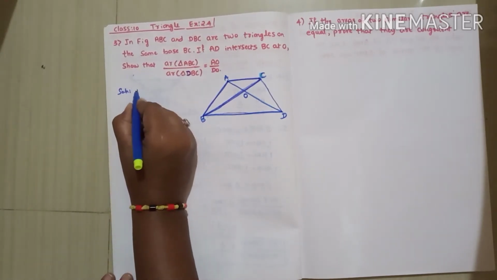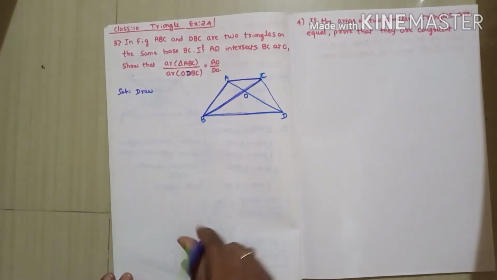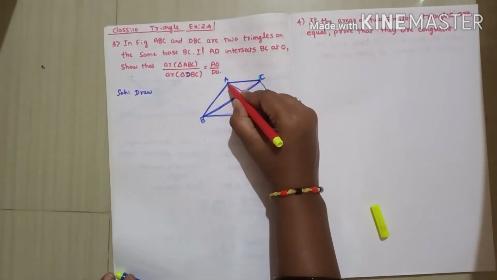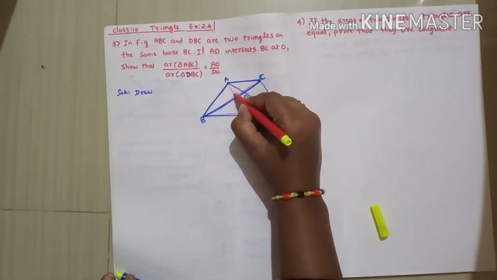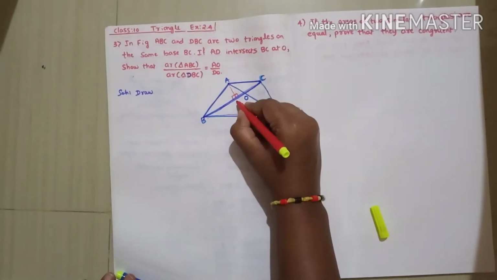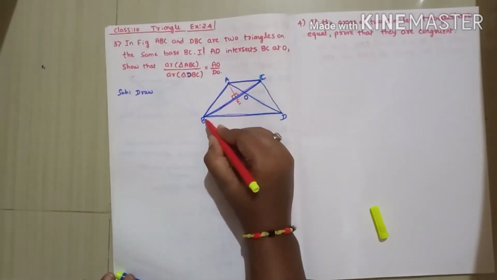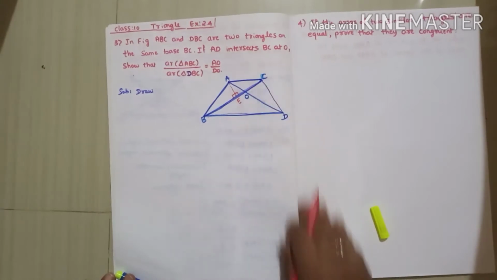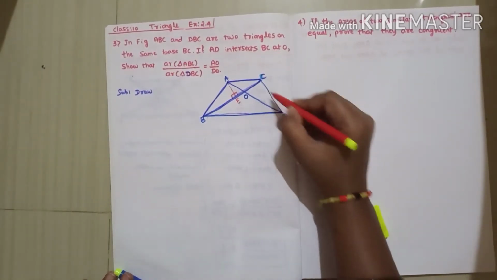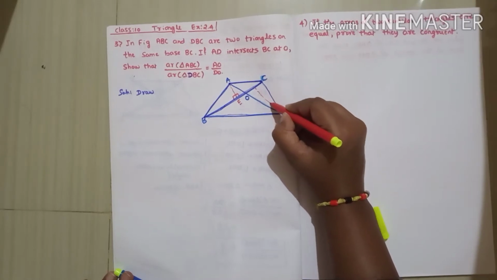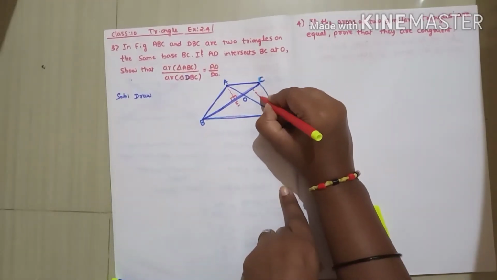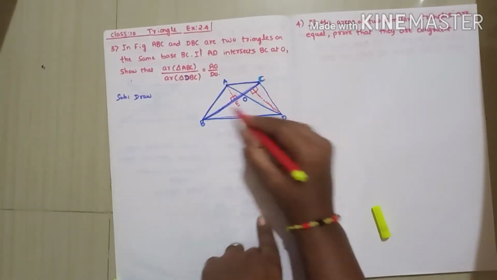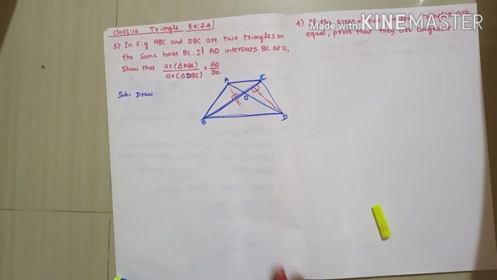Solution. Draw. Here I will draw a perpendicular to the triangle ABC first. I will draw one perpendicular, that is called the height of the triangle. That I will take as AE. AE is perpendicular to BC in the triangle ABC, and for triangle DBC also you have to draw one perpendicular. That one I will take as DF. This is also perpendicular. This DF is also perpendicular to the BC.